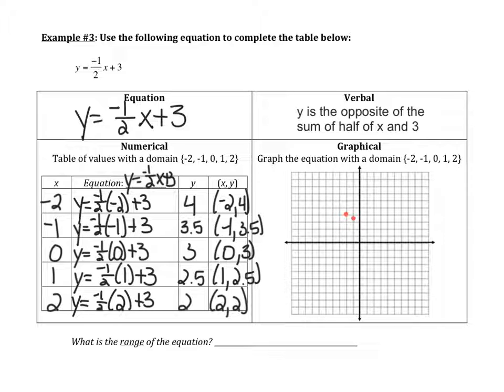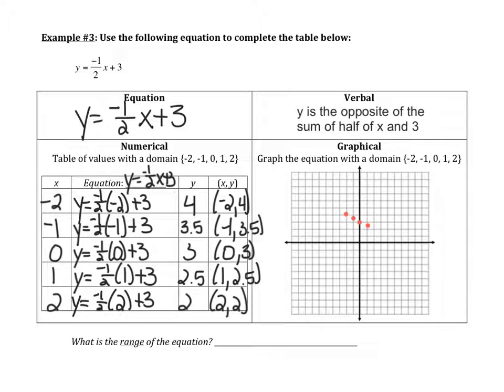Next I have 0, 3. So that means I'm going to stay where I'm at on the x-axis and just go up 3 units. There you go, there's 0, 3. Next I have 1, comma, 2.5, so I'm going to go to the right 1 and up 2.5 units. So basically I'm going to put a point between where 2 and 3 are at, since it's 2.5. So again, right 1, up 2.5. And there we have that one.